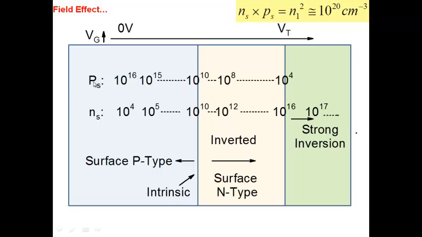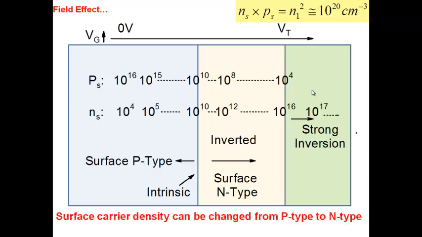So note with the gate voltage how I can alter the number of holes or electrons at the surface. We can go from a surface which is p-type to a surface which is intrinsic to a surface which is n-type, and surface n-type here, surface which is strongly n-type. Large number of electrons at the surface here. Okay? And therefore the transistor that we are talking about is a transistor which is operating in this region here.